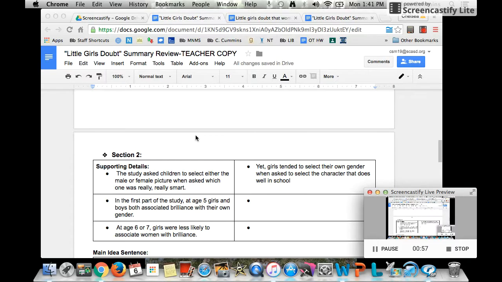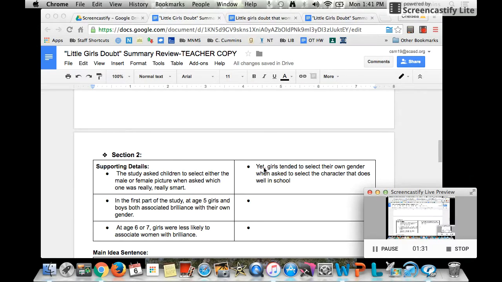So up to age 5, when it asked to choose which a boy or a girl picture, which one was brilliant or more intelligent, they would simply choose their own gender. So girls would pick girls and boys would pick boys. Here's the third key detail that I discovered, is that at age 6 or 7, girls were less likely to associate women with brilliance. So once they maybe hit school age, girls were less likely, they mostly chose men.